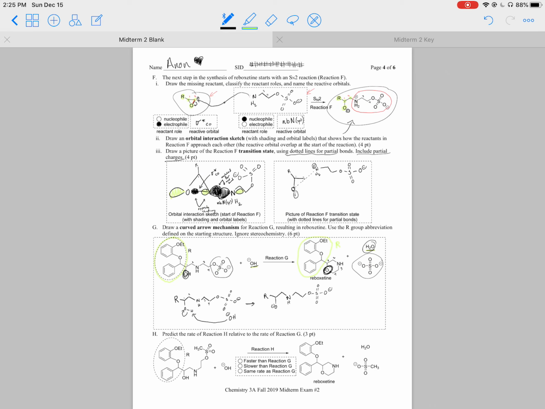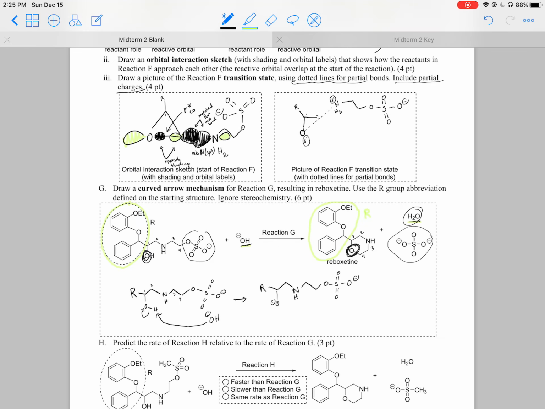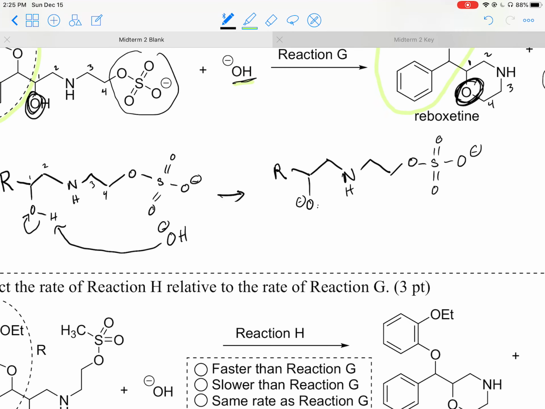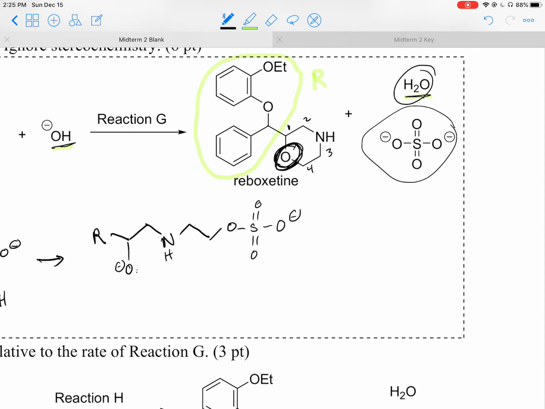Let's see. So it says, draw a curved arrow mechanism for reaction G resulting in reboxetine. Well, most of these have been SN2. Do we know for sure that this is going to be SN2? I think it is going to be SN2 because most of these have been SN2 that we've been leading to the ending material. There's no reason why that can't be SN2. That's a good enough nucleophile there. So I think that the leaving group can leave at the same time that the nucleophile attacks. So let's do that.